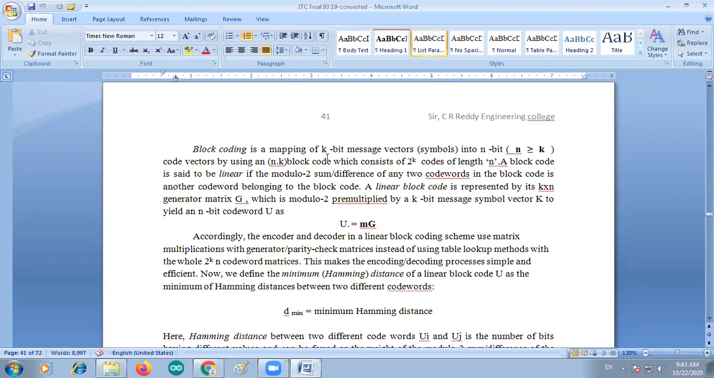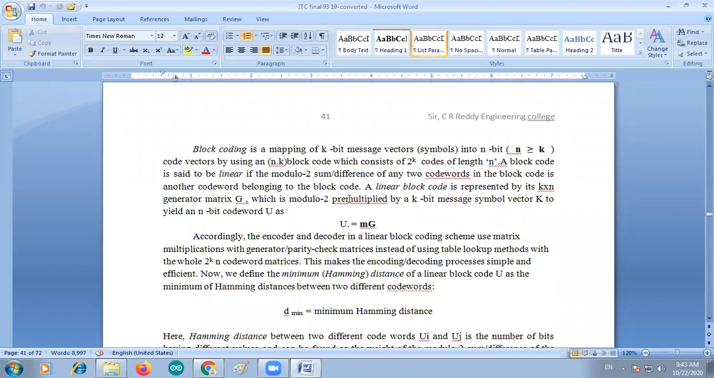A block code is a mapping of k-bit message vectors into n-bit code word vectors by using an (n, k) block code, which consists of 2 to the power of k codes of length n. A block code is said to be linear if the modulo-2 sum or difference of any two code words in the block code is another code word belonging to the linear block code.